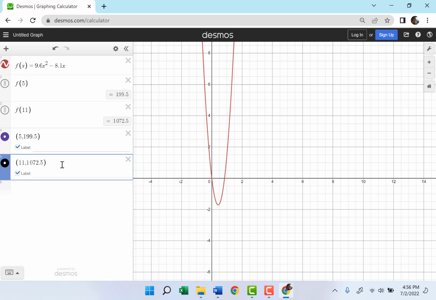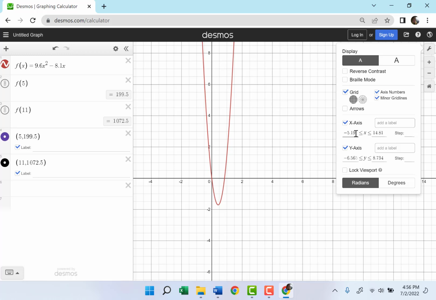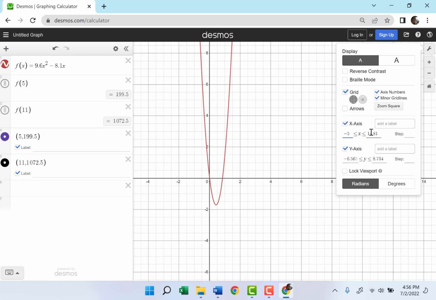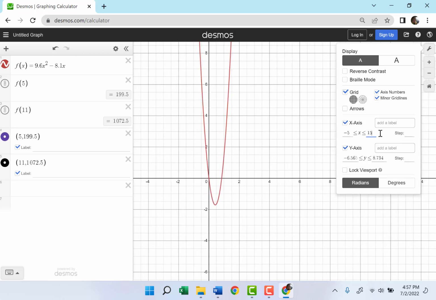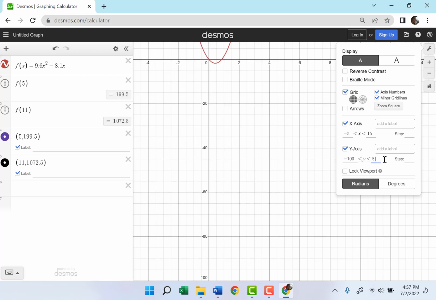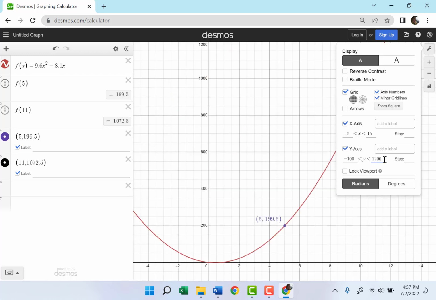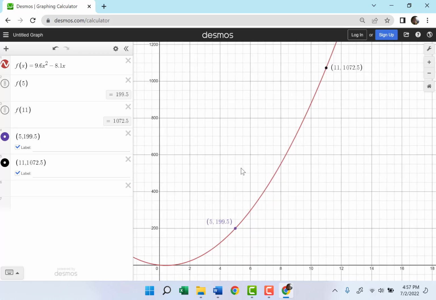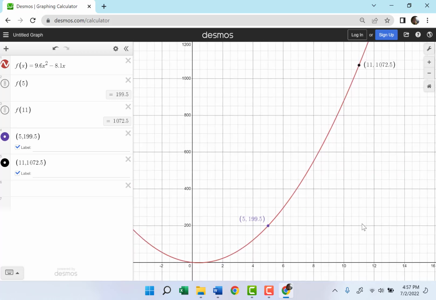1072.5, also check label. In the settings menu, I'm going to have my x-axis span from -5 up to 15. That will definitely allow me to see x is 5 and x is 11. And my y window needs to go all the way up to past 1,000. So I'm going to go ahead and have it go from -100 up to 1,200. Okay, and I'll just kind of move this over so we can see it a little better. There we go. Now we can see the points of interest, x is 5 and x is 11 on our parabola.